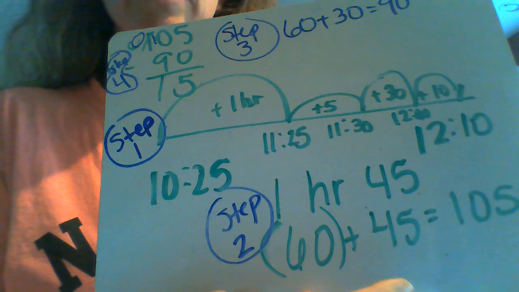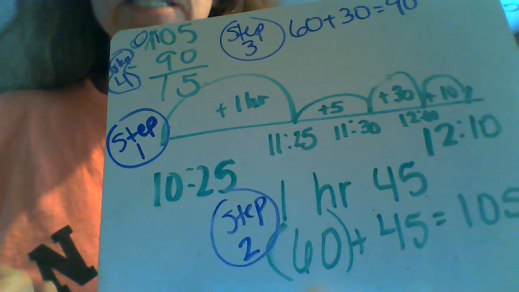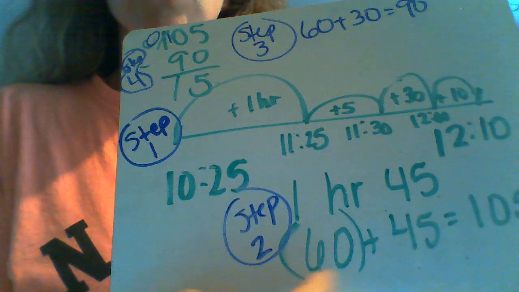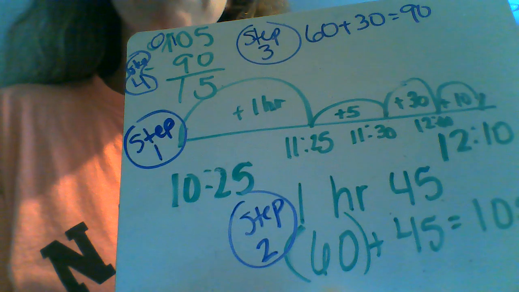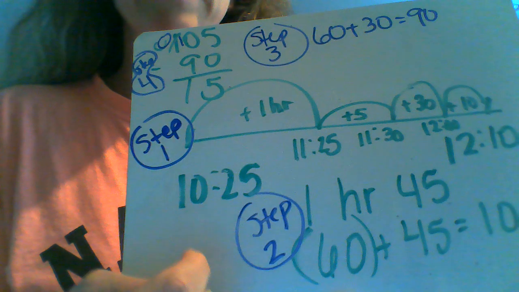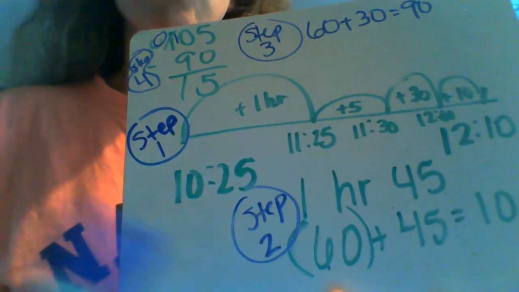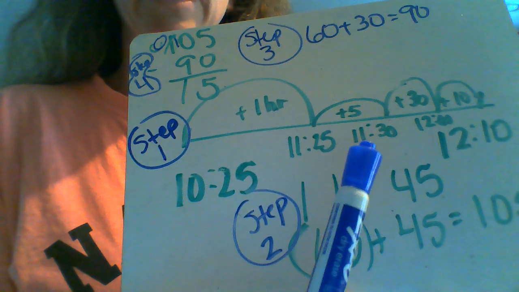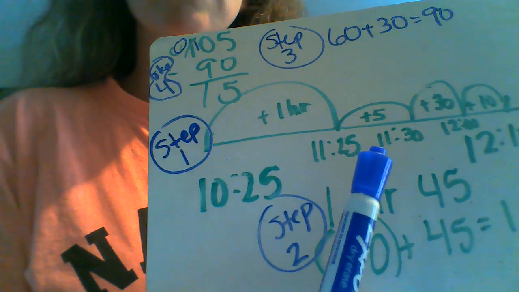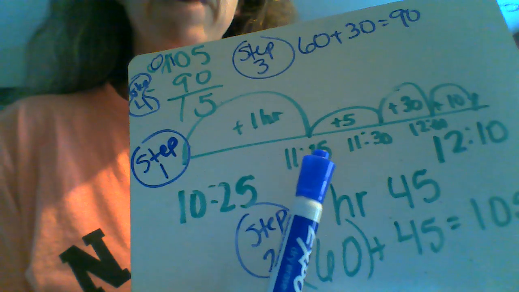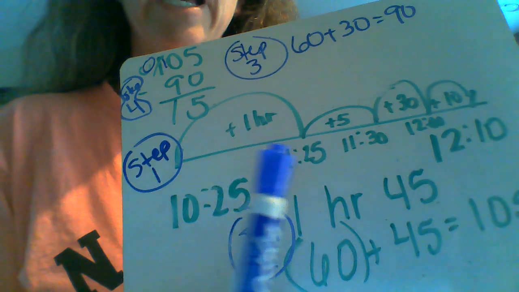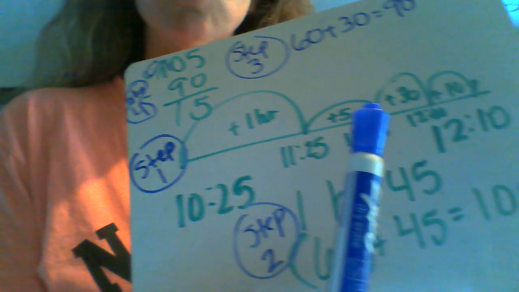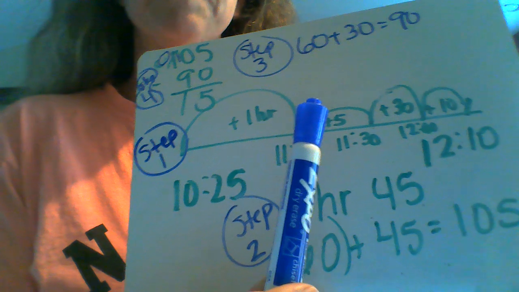So to do that, I drew a number line and I started at 10:25 and then stopped at 12:10. So if I'm at 10:25 and I jump ahead 1 hour, that puts me at 11:25. Jumping ahead 5 minutes, that put me at 11:30. I jumped to 11:30 because that's a friendly time on a clock. It's half past. And then I skipped 30 minutes to get to 12 o'clock. And since I'm getting to 12:10, I added 10 more minutes.